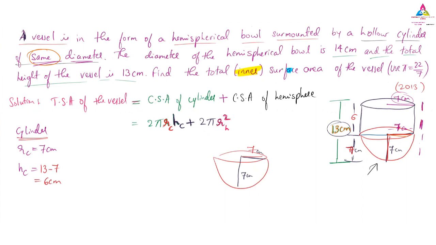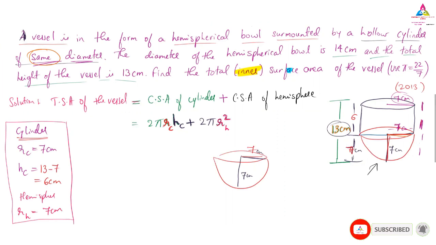Similarly, we have to find the radius of the hemisphere. RH I have already taken. RH is equal to the already given 7 centimeter. So does anyone have a doubt in this notation? Okay, so there is no doubt over here. So directly we can take it down. Now let us move further.